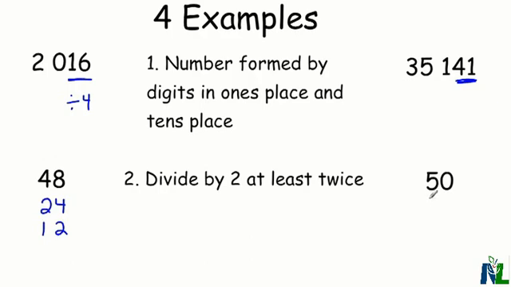Let's try this strategy with the number 50. 50 divided by 2 is 25. I cannot divide 25 by 2 without having a remainder, so that means that 50 is not divisible by 4.